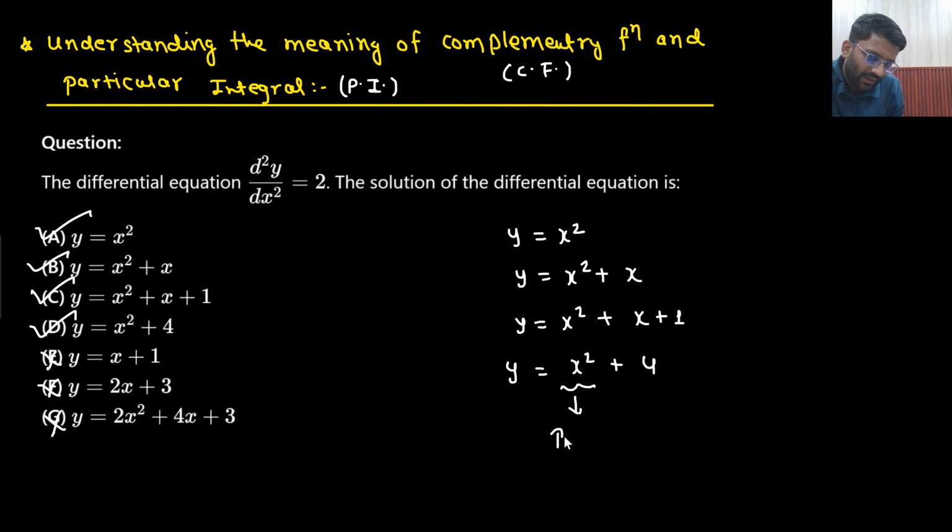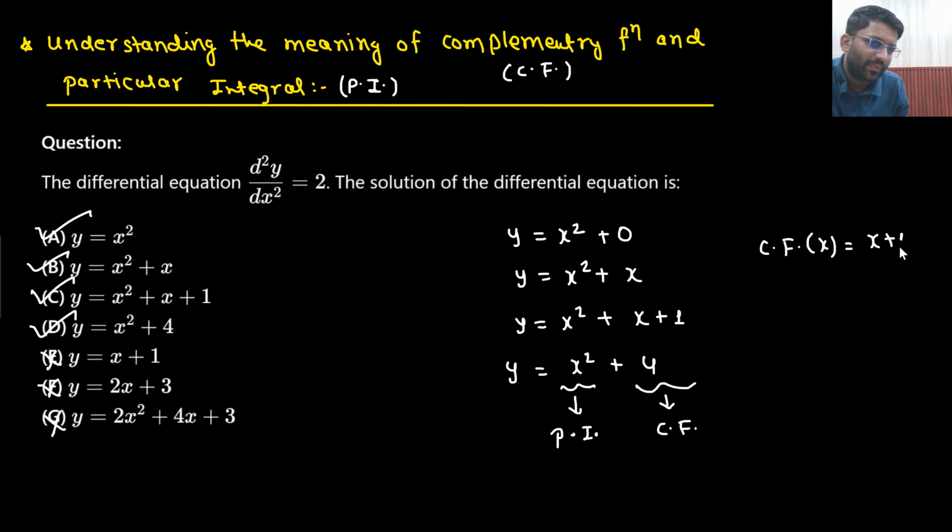So this is known as particular integral, or PI. Now this factor here, x square plus 0, x square plus x, x square plus x plus 1, x square plus 4, this is known as complementary function. Basically this function is complementary. X plus 1 is complementary, x is complementary, 4 is complementary. Or can I write it in this way? C1x plus C2. So your complementary function is C1x plus C2.